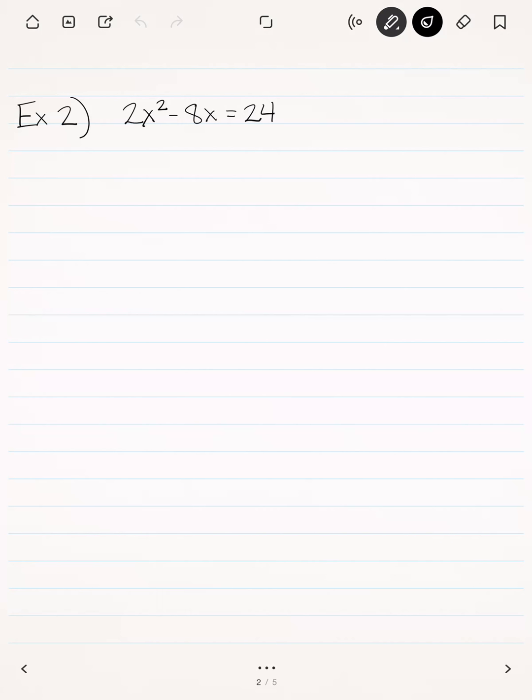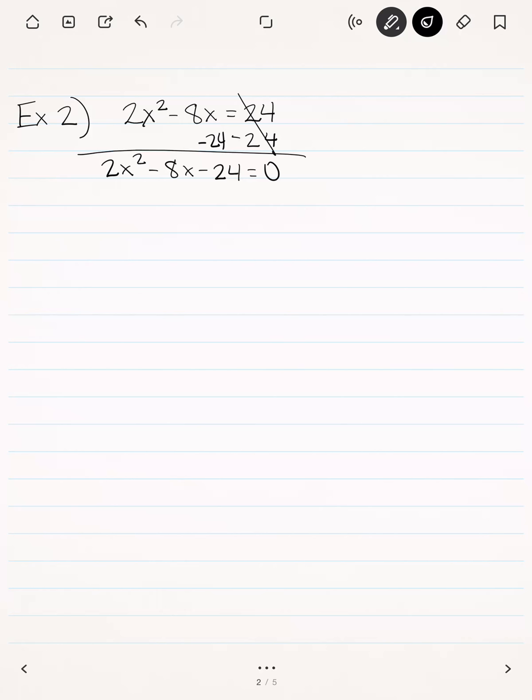Looking at example 2, what I need to do first is make sure everything is on the same side of the equal sign. So I need to move this 24 over, so I subtract 24 from both sides. The 24s cancel out. Now, remember that negative 8x and negative 24 are not like terms. Therefore, I cannot combine them. So I write it like this, and then it's set equal to 0.